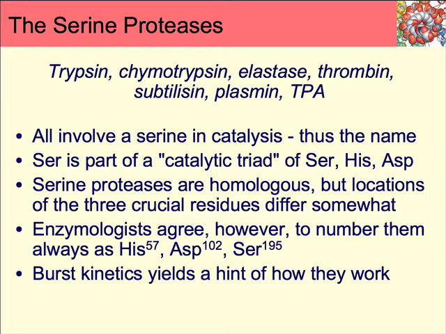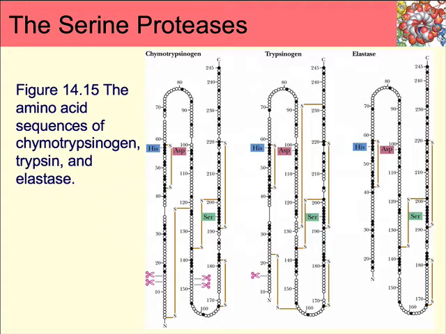And so you have to sort of renumber the sequence of the protein in some of the other enzymes in order to have the histidine always come out at residue 57 and so on. We're also going to mention burst kinetics. Burst kinetics provide evidence for the involvement of a covalent intermediate in an enzyme reaction, so it's very important that you understand that.